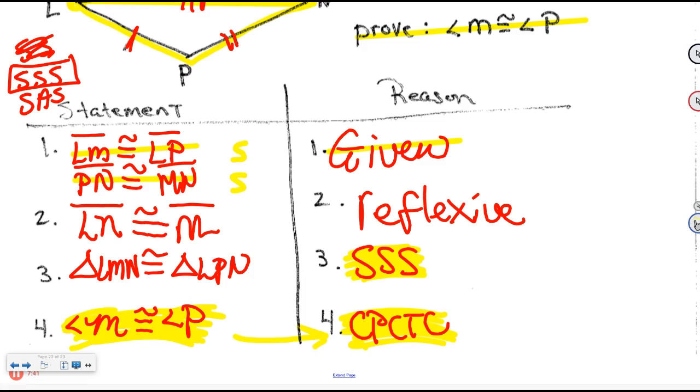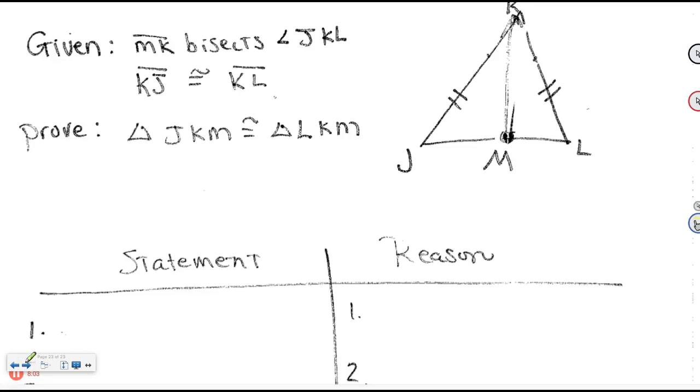Before I can get parts the same, though, I need to tell you that those triangles are twins. If they're not twins, then their sides could be different lengths, their angles could be different measures. So right above my CPCTC, I have to have the triangles being the same. I got side, side, side because my brain added reflexive. One more and we're done. Let's go with the flow.